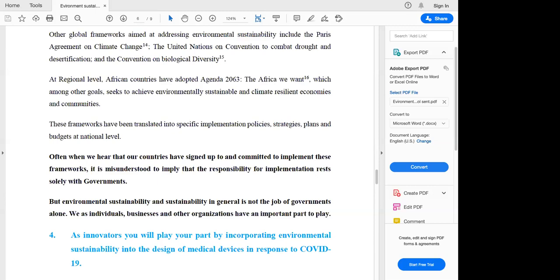The danger, however, is that often when we hear that our countries have signed up to and are committed to implementing these frameworks, we misunderstand it to mean that the responsibility for implementation rests solely with the government. This is far from the truth. Environmental sustainability and sustainability in general is not the job of governments alone. We as individuals, businesses, and organizations have an important role to play. And that is why you as innovators can play your part to make sure that you incorporate environmental sustainability into the design of your medical devices in response to COVID-19.